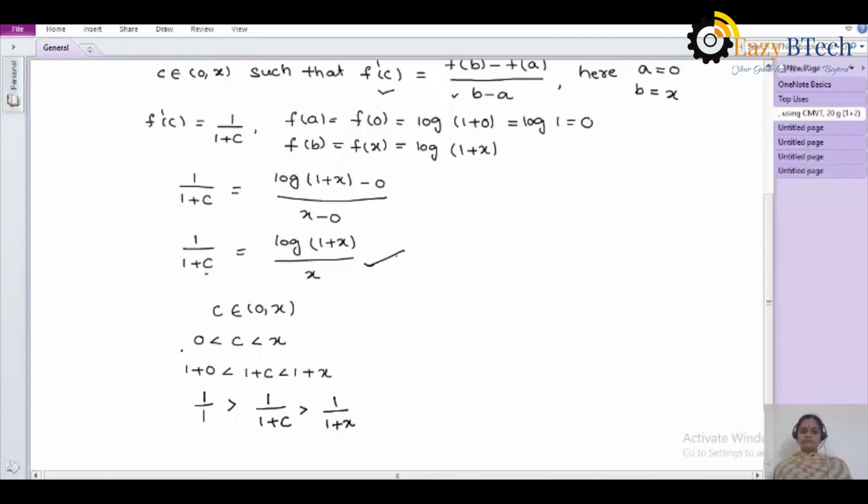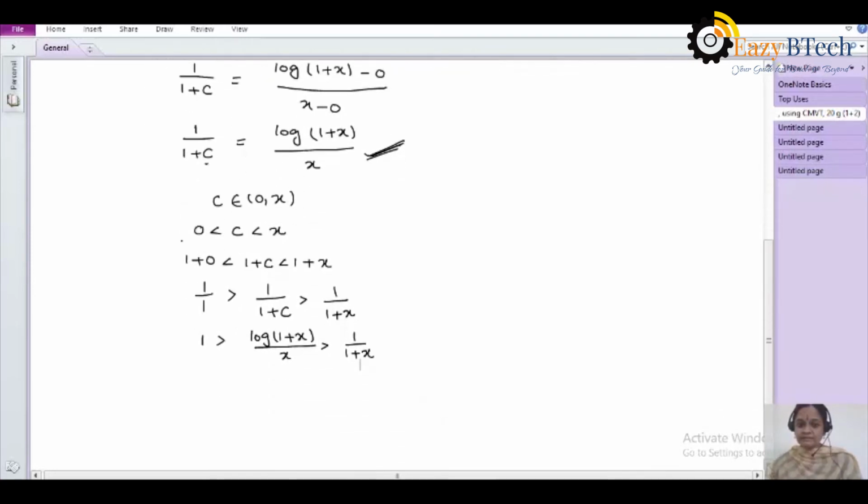So we know the value of 1 by 1 plus c. Substituting, we get 1 greater than log 1 plus x divided by x, greater than 1 by 1 plus x. And now doing the multiplication with x, we get x greater than log 1 plus x greater than x by 1 plus x.